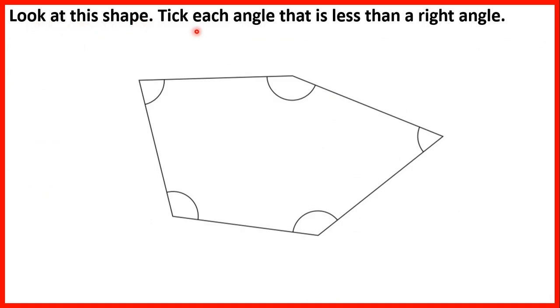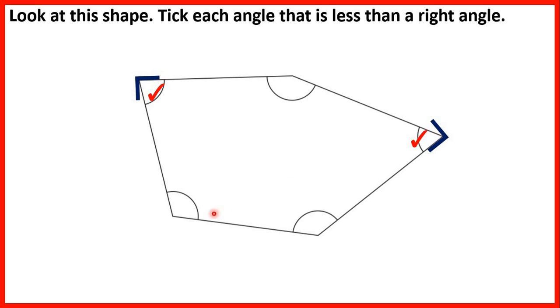Look at this shape. Tick each angle that is less than a right angle. So remember, a right angle is like the corner of a piece of paper. So we could imagine lining up the corner of a piece of paper with these angles in this shape. So our two angles that are less than a right angle are these angles here.